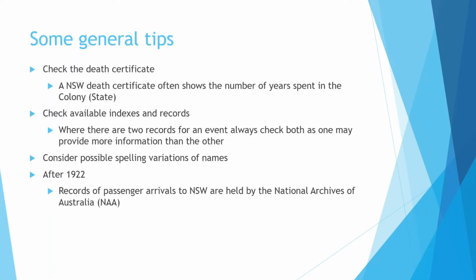Often it becomes something quite simple, like for instance, Nagle, N-A-G-L-E, could appear in an index as N-A-G-E-L. So it's always wise, if you're having trouble, play around with how that name might have had different spellings over time. And of course, after 1922, passenger arrivals into New South Wales are held by the National Archives of Australia when immigration became a federal responsibility.